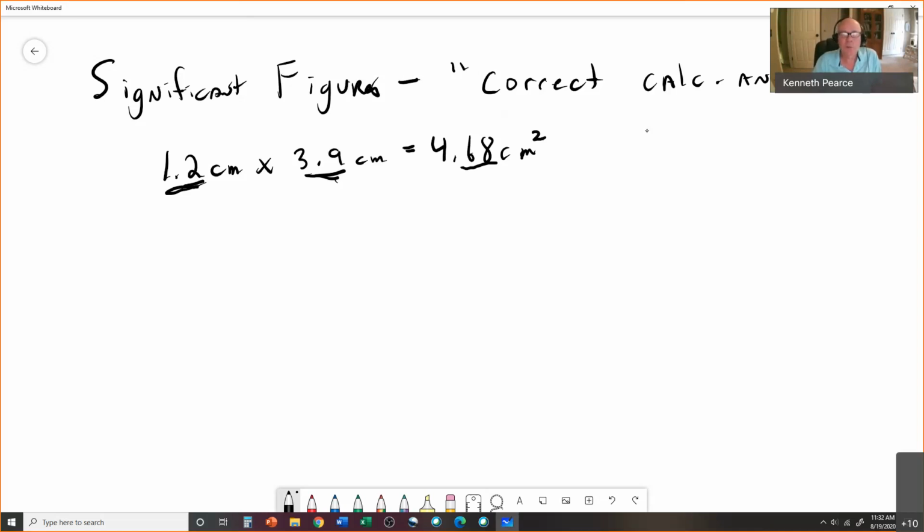Now, it makes sense that my answer would have at least 1 decimal place, because the best I can do with my measurement is go out 1 decimal place. So the first rule of significant figures is that before we put the numbers in our calculator, we have to decide what's significant with the numbers that we're putting in. So rule number 1: if it's measured, it's significant.